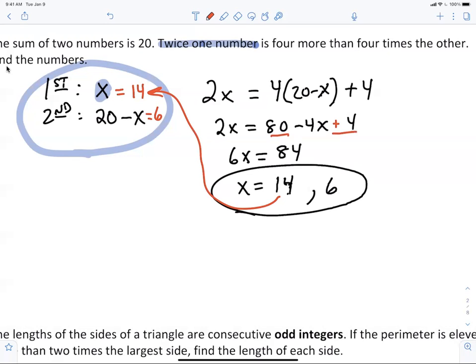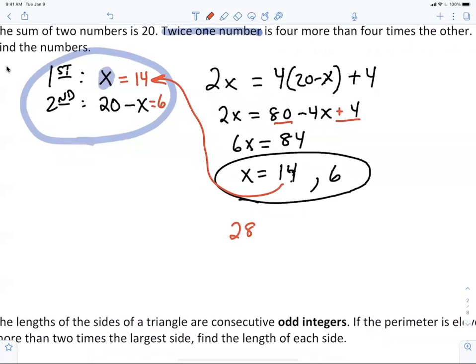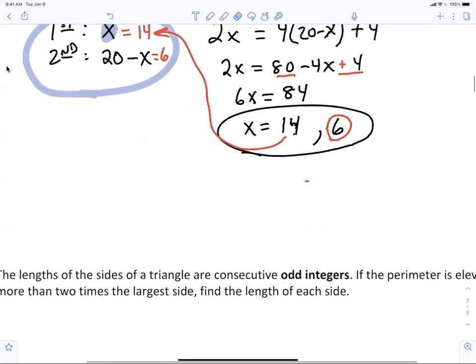So now let's look, because I do want to make sure I'm correct. Maya, do you see it now, right? Twice one number, we're talking about X, that's 28. Is 4 more than 4 times the other. 4 times 6 is 24 plus 4 is 28. Yeah, I think I just kind of blanked out before, and I had them written backwards too, so that could have been the issue. All right, but I'm happy. All right, here we go.